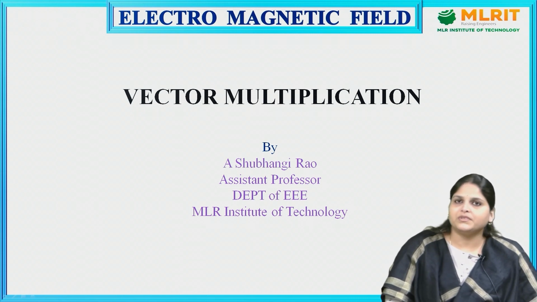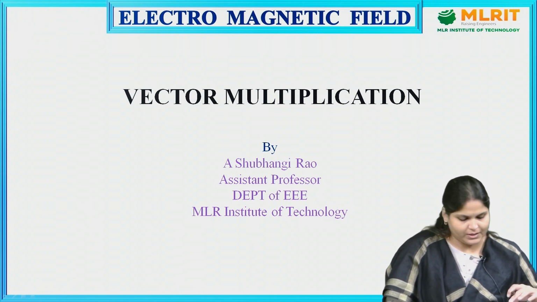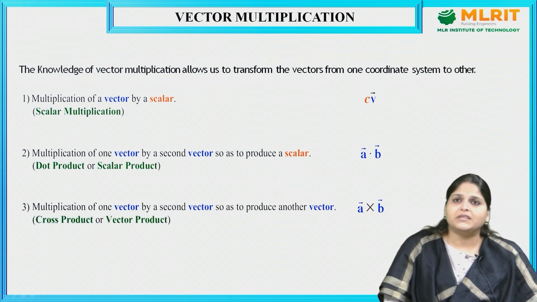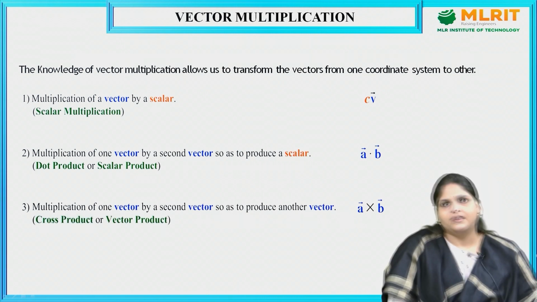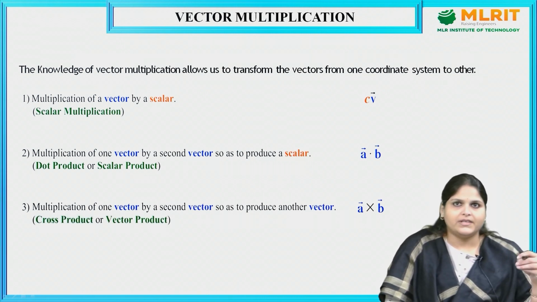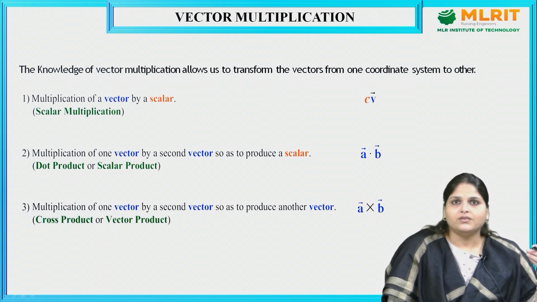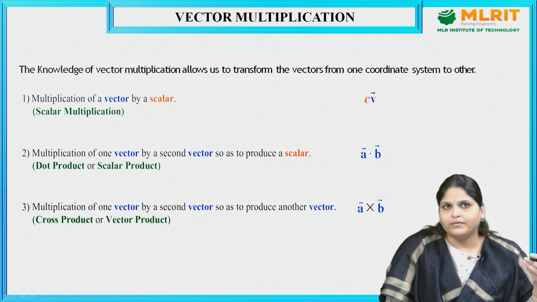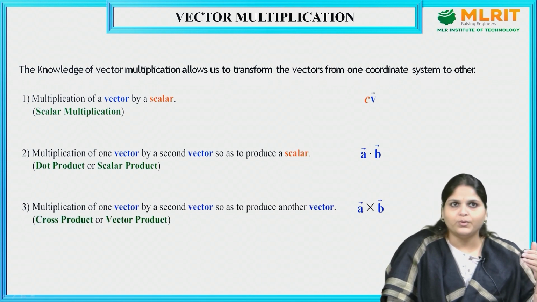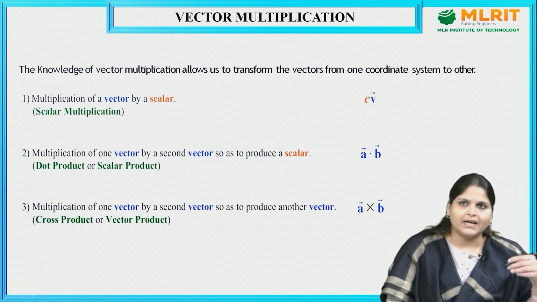So today we are going to discuss vector multiplication. So let's start. What is vector multiplication and why is it needed? Knowledge of vector multiplication is required so that we can understand the transform of vectors from one coordinate system to another coordinate system. And what are the types for that?